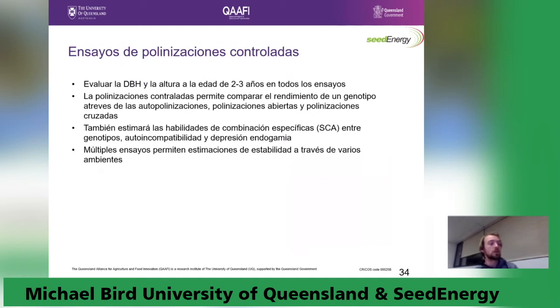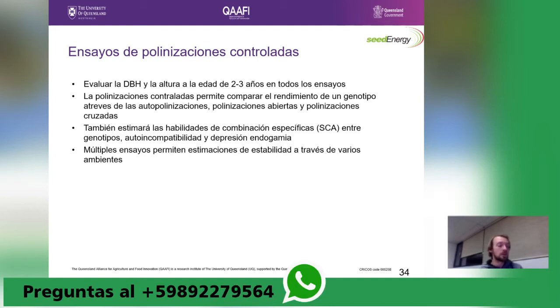From these trials, we will assess DBH and height at 2 to 3 years, with the aim to compare the relative performance of self, open pollinated, and outcross seed from the same genotypes. With these, we will be able to estimate the specific combining abilities between genotypes tested, self-incompatibility, and inbreeding depression. And to continue our research into G/E effects, multiple trials will allow us to estimate the stability of the cross-environment effects.